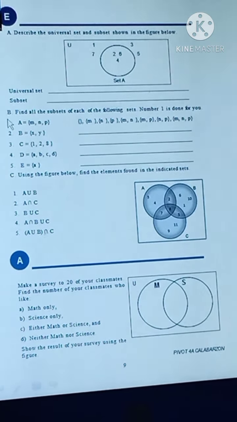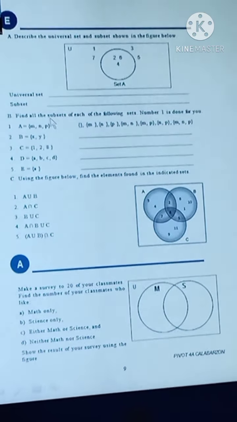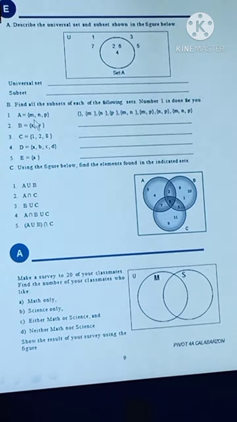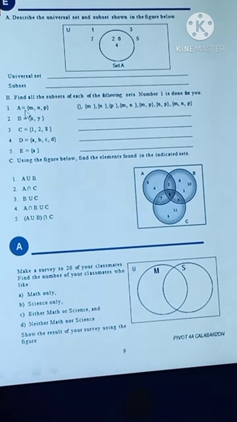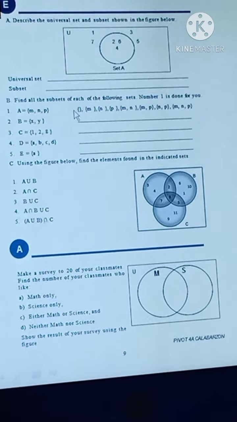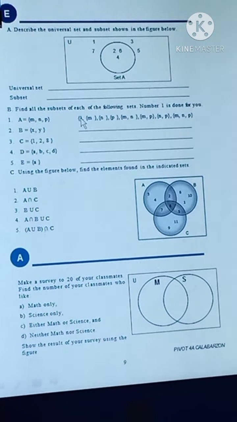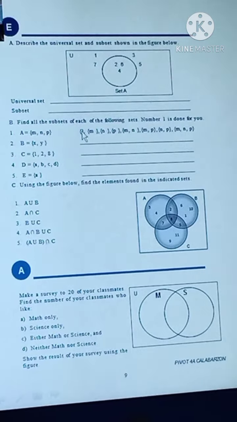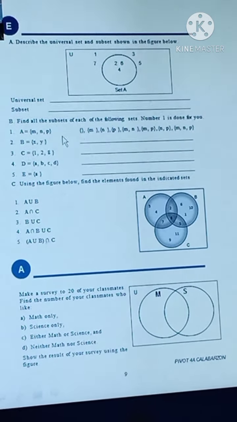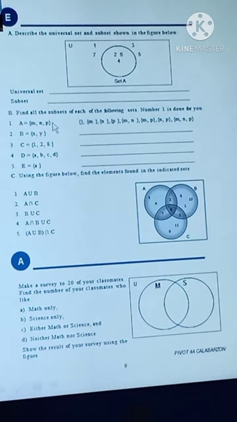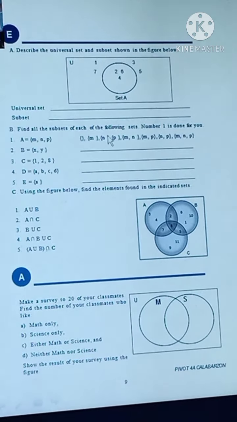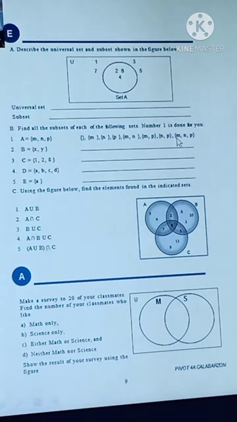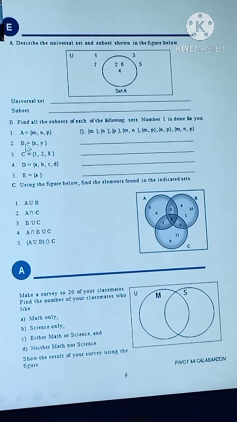Okay? Next. Find all the subsets of each of the following sets. Number 1 is done for you. Set A is equal to M and P. Of course, we will have the null set or the empty set. So, lahat ng sagot nyo dito may null set. And after that, himay-himayin nyo isa-isa. So, M and P, tapos combination ng dalawa hanggang matapos. The same also with the others.